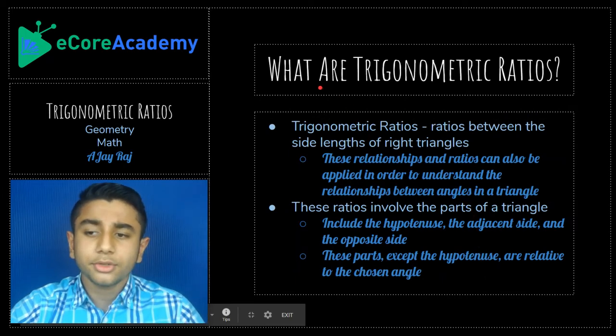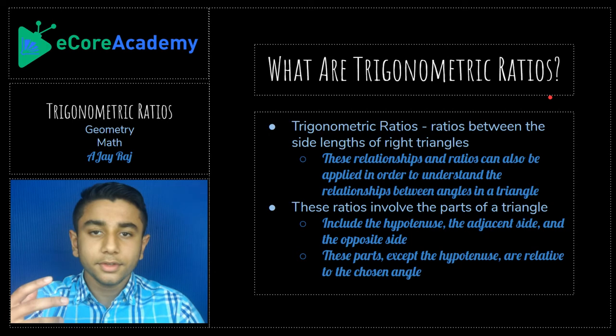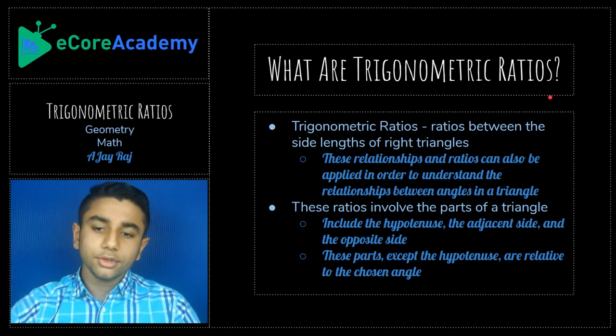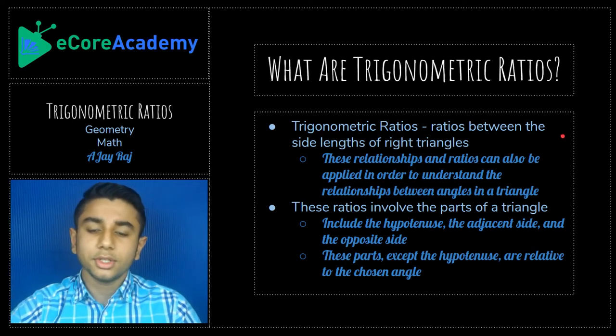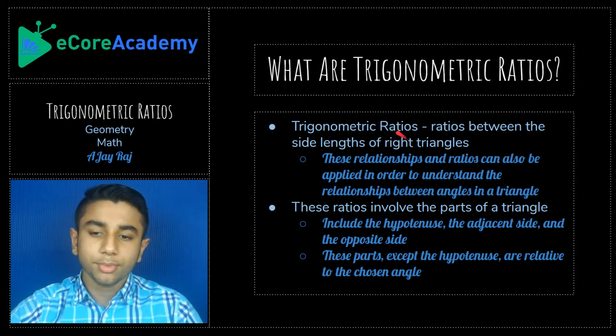So what are trigonometric ratios? Trigonometric ratios aren't only the title of this lesson, but they're also the theme of this lesson. Trigonometric ratios are ratios between the side lengths of right triangles. Let's break that down right here. It says ratios between the side lengths of right triangles. Notice how I say right triangles here. That's because it's only right triangles.